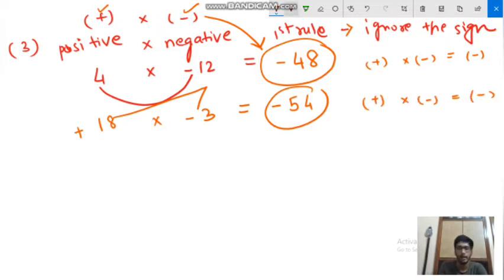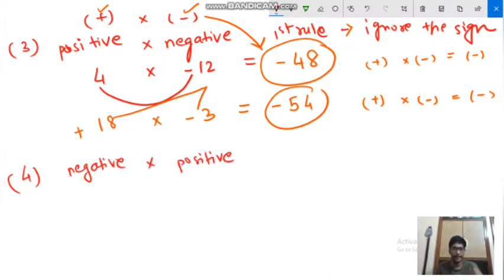Okay. Now let's do the last type of multiplication, that is negative into positive. It is the same as the third one, only the order is reversed. How? Here it was positive into negative, here it is negative into positive. That is negative into positive. Okay, so take for example, you have minus 8 into 9.